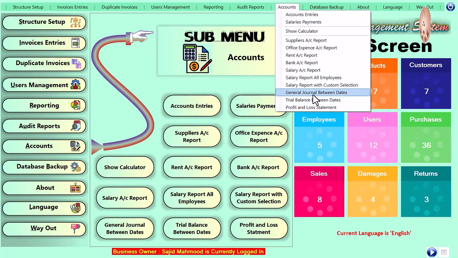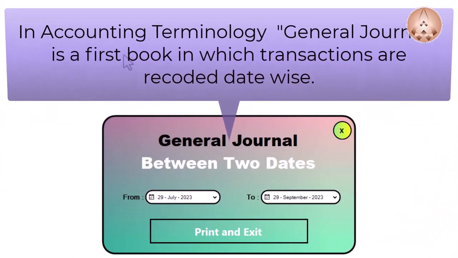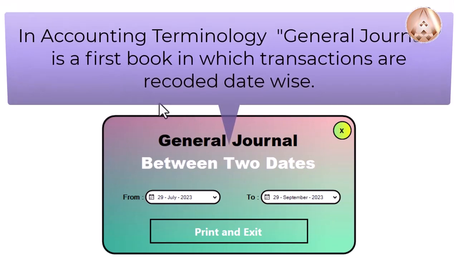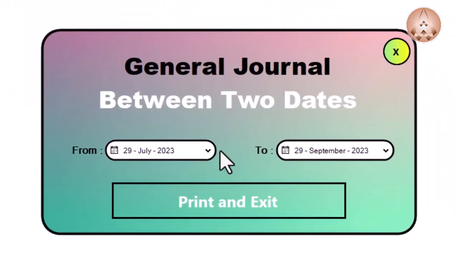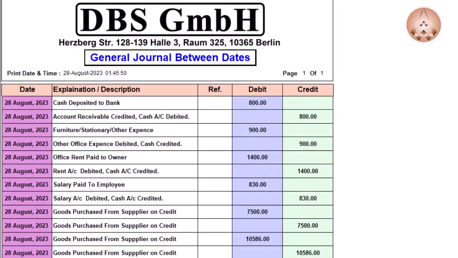So the next is journal between dates. So let's click it and see general journal. What does it mean? Basically it's the first book in which the accounting transactions are recorded date-wise. So this is the simple definition of general journal. If you click print, then the report will be shown like this. The first column is date, and then the explanation and description column. Cash deposit to bank. This is the debit entry, and here is the credit entry. Account receivable, credit, debit account.